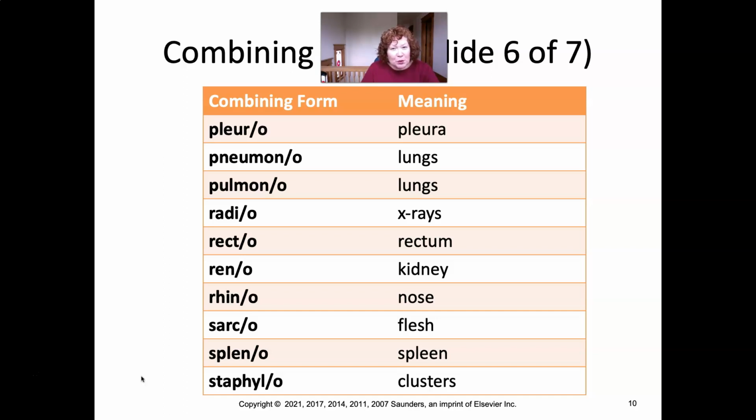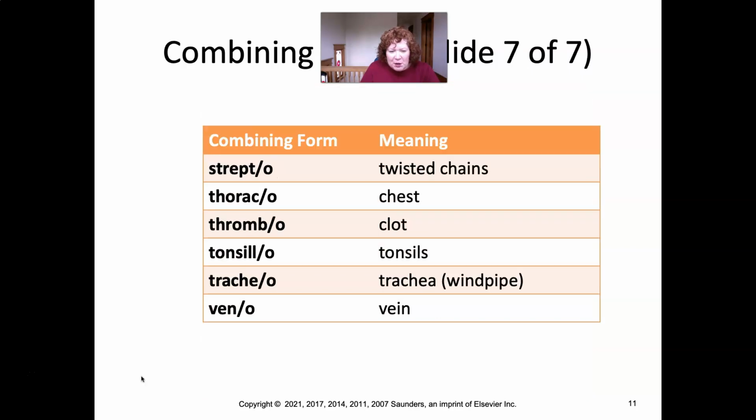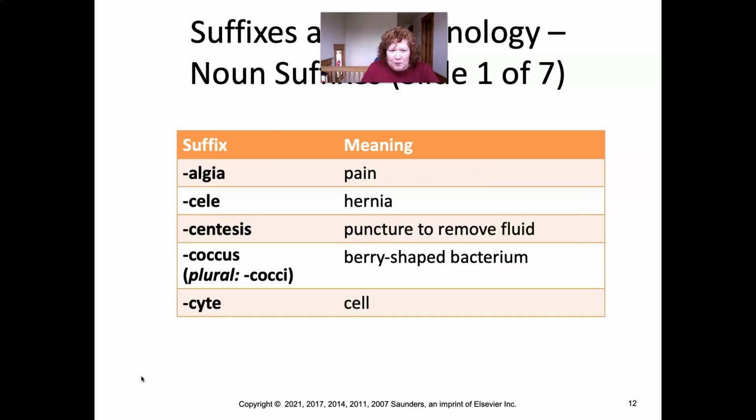And remember we had pleural cavity and those types of things, so you've got to watch out with them when it happens to be lung, because there are plural forms of these combining forms for lungs. Radio, recto, reno, rhino, sarco, spleno, staphylo, strepto, thoraco, thrombo, tonsillo, tracheo, veno. And now we're going to get to some suffixes.